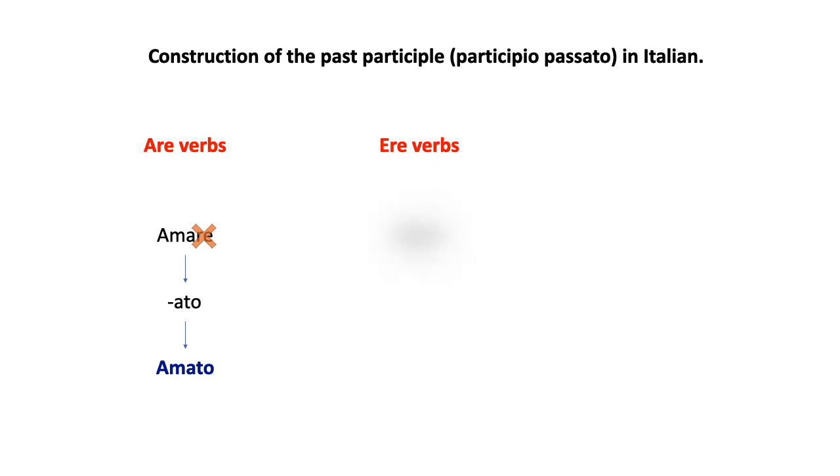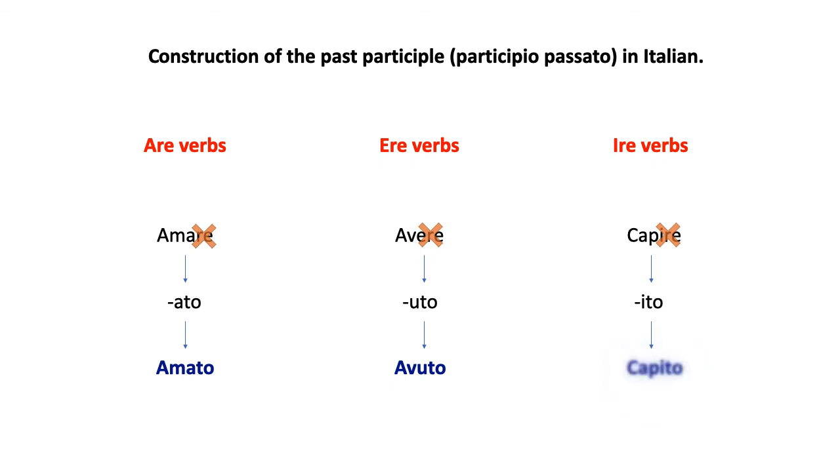How about ere verbs? Well, same thing. You get rid of the ere, but you insert uto. So the past participle of avere is avuto, of cadere is caduto, of perdere it's perduto. Okay? How about ire verbs? Same thing, get rid of the ending, but instead of ato or uto, you insert ito. So the past participle of dormire is dormito, the past participle of capire is capito, the past participle of preferire is preferito, and so on and so forth.